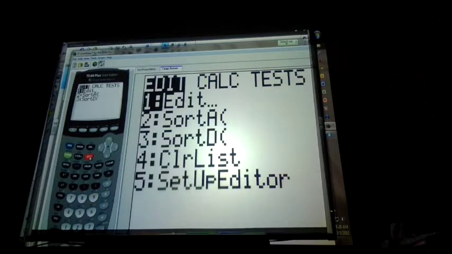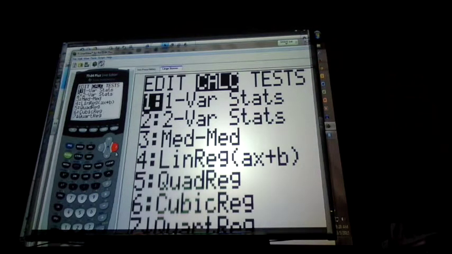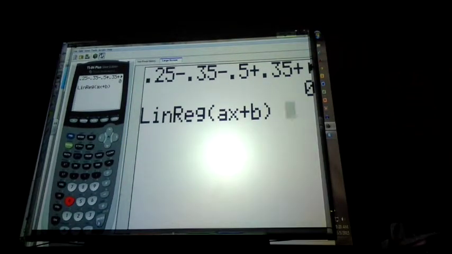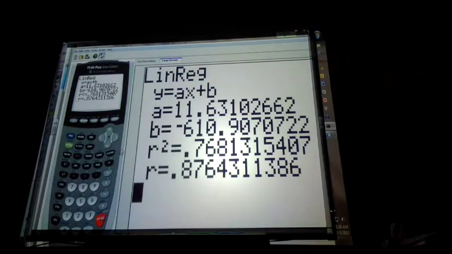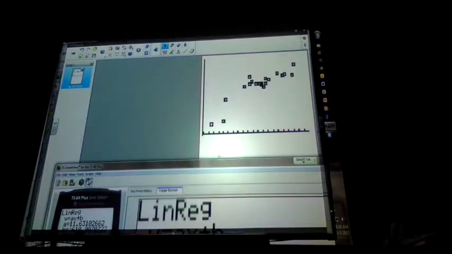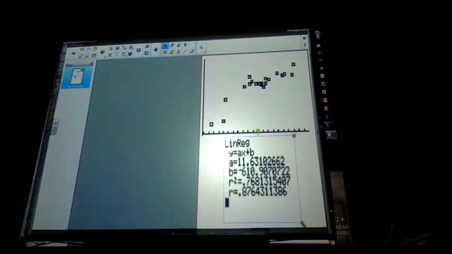Excuse me. So stat. Too much talking going on. We're going to do the linear regression model, which is that. Realize we have R and R squared in there as well. So I'm going to put that over here. So that's good to look at.